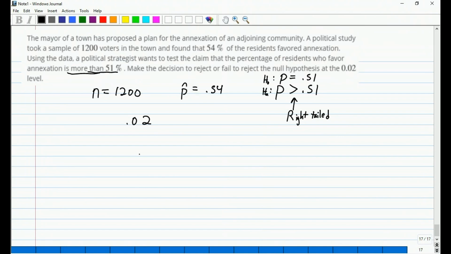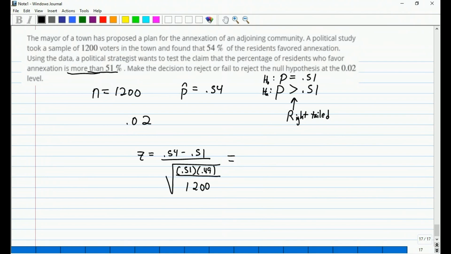So I'm going to find the z-test statistic by using that same formula. It was p hat minus p over the square root of p times 1 minus p, which would be 0.49, over 1200. I'll show you why it's going to be easier, because we've been doing those types of problems, so we can probably do this one pretty fast. So 0.51 times 0.49 divided by 1200. Remember to take the square root.